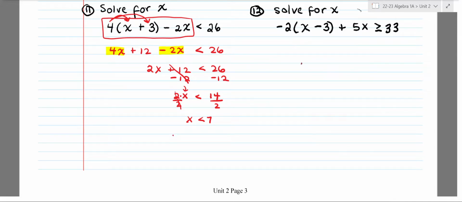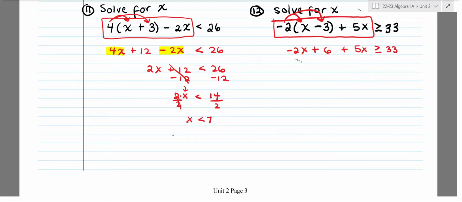All right, this one, again, we need to simplify this side because it's got a lot of stuff going on. The first thing is going to be distributing the negative 2, being careful with that negative sign. Negative 2 times negative 3 is a positive 6. And combining like terms, negative 2x plus 5x. 5 is positive. So it's going to be 3x. Carry the plus 6, greater than or equal to 33.